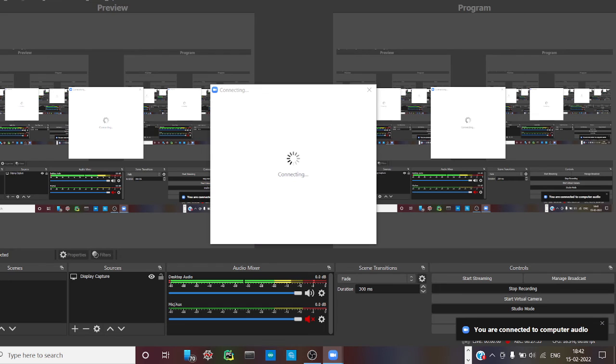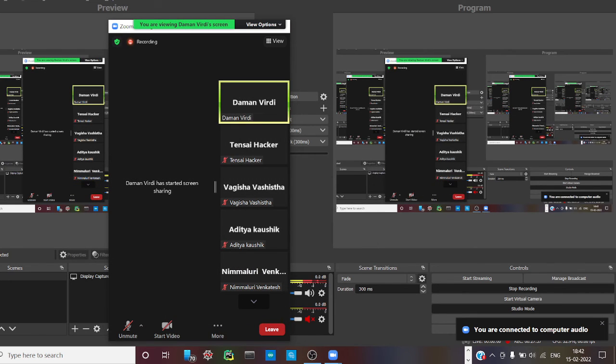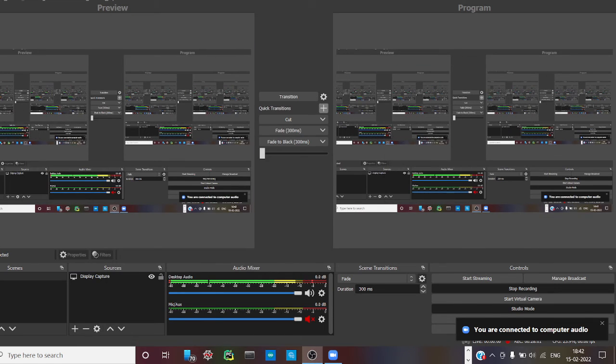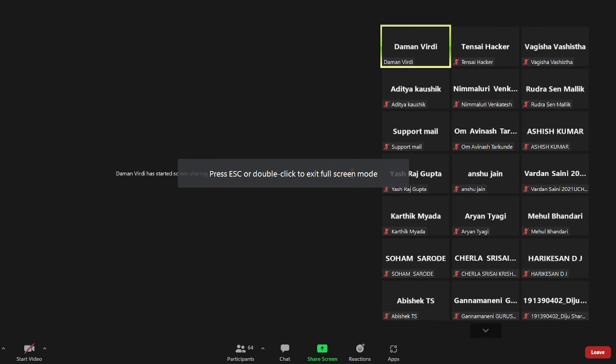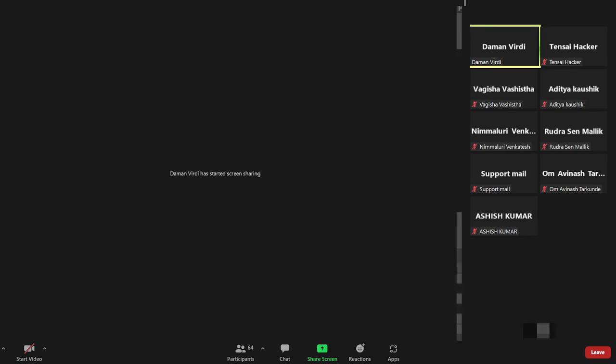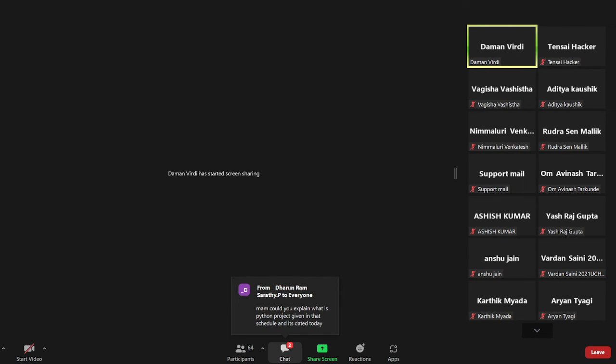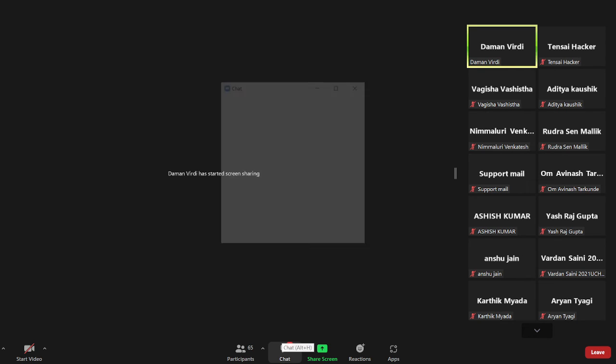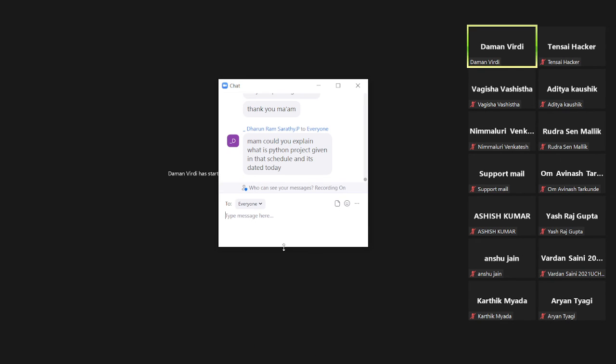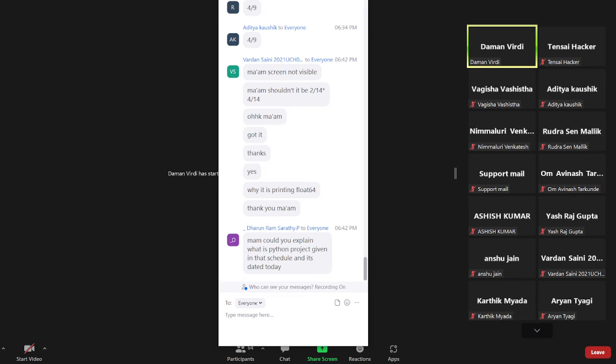Download the zip. The zip file would be downloaded in your downloads. You can unzip this file. For the Python project, we'll do it in some other class.